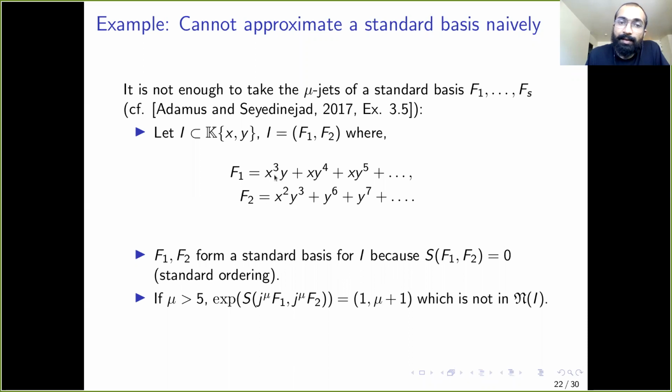(1, mu plus 1) does not lie in the diagram that's determined by the vertices corresponding to these two initial exponents. And hence, it means that a standard basis for these mu-th order truncations would include some more elements that are not simply contained in the truncations of our original standard basis. So this tells us that it's really necessary for us to take into account the S series criteria when we are trying to approximate a standard basis.